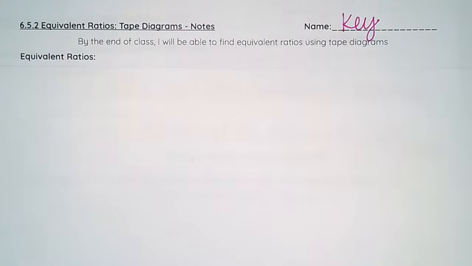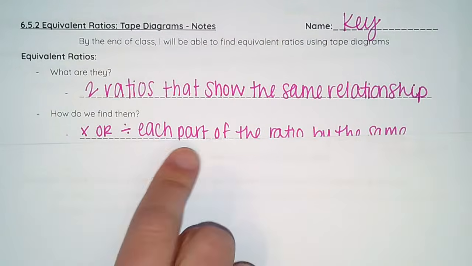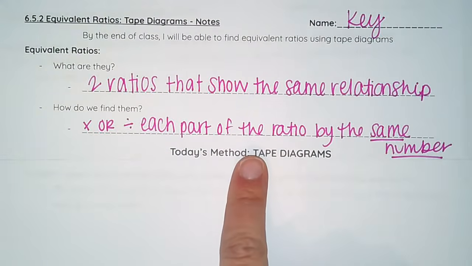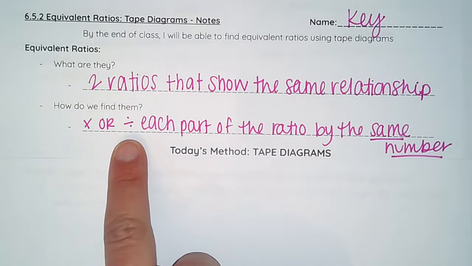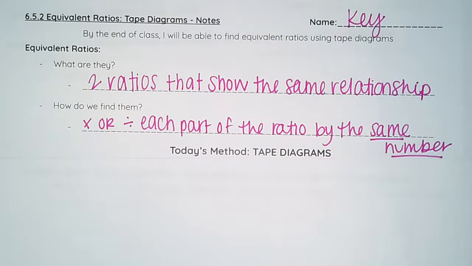All right, so equivalent ratios, let's review what they are. Equivalent ratios are 2 ratios that show the same relationship. How do we find them? Well, we multiply or divide each part of the ratio by the same number. So this is similar to finding equivalent fractions. I must multiply or divide my fraction by the same thing in both the numerator and denominator. Same thing for equivalent ratios. I need to multiply or divide both parts of my ratio by the same number.